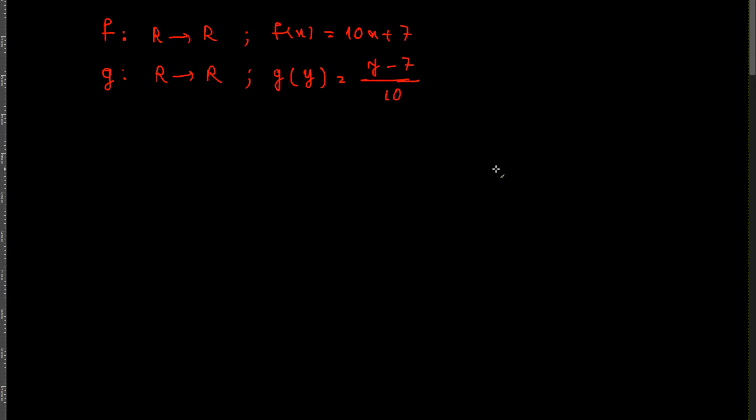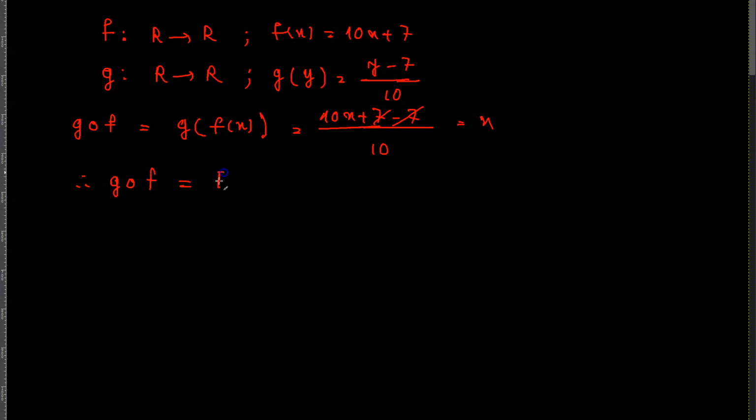And now if I calculate g o f of x, which is the same thing as g of f of x. Now g of f of x is the same thing as 10x plus 7 minus 7 divided by 10, which gives you an x. 10 and 10 will cancel out, you will get an x. Which means that g o f is the identity function on the domain of f.